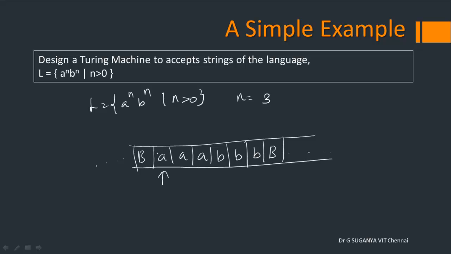So initially what can I do? I'll check whether I have an A, I can replace it with X. So I can move towards the right. Just check whether there exists a B after A. So I have checked one A and I'm skipping all A's, and while reaching B, I'll try to convert it into Y. What does it mean? I have seen an equivalent B for an A. Now once seen, I can take a left turn.